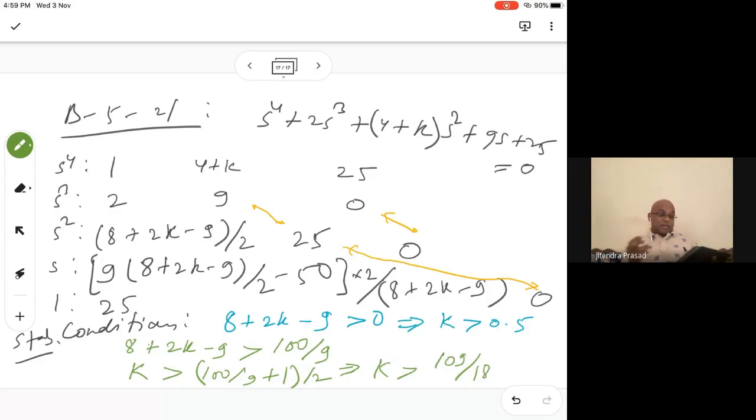Okay, so there are two conditions. The first condition says k has to be simply greater than 0.5, and this tells us k has to be greater than 109 over 18, which is automatically greater than 0.5. So only this is the range basically, so that the answer will be k greater than 109 over 18, and this will make sure that the system is stable.